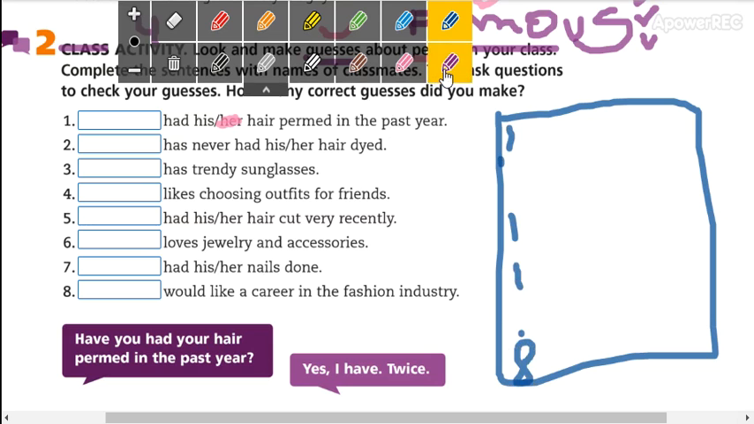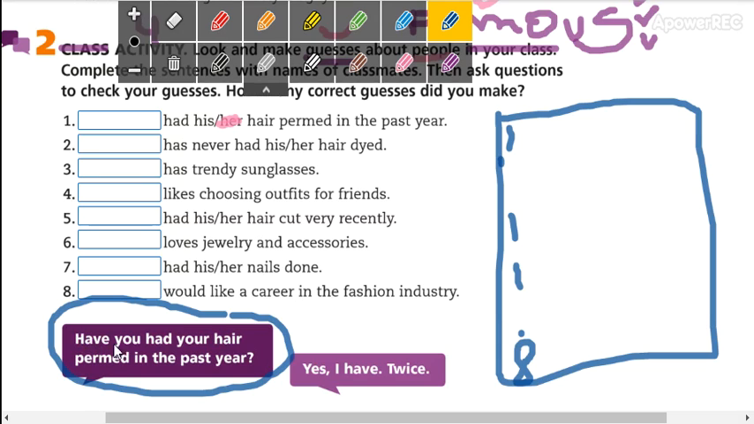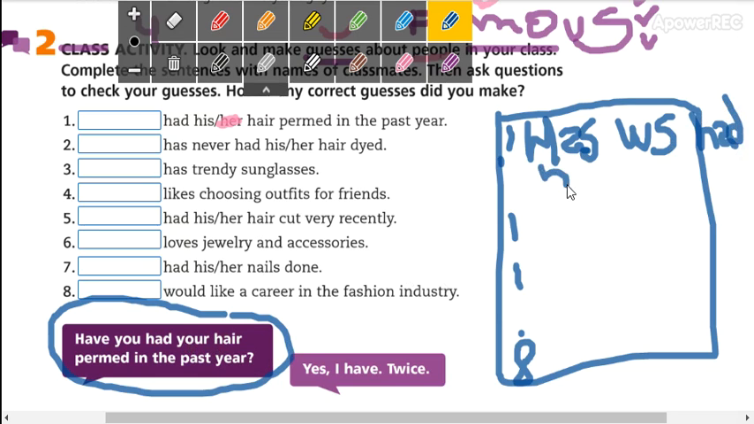¿Qué va a venir en su pregunta? Por ejemplo, number 1, use this. Have you had your hair permed the past year? Ahora, esta pregunta es directo con you, pero nosotros sobre quién estamos haciendo, sobre Will Smith. Entonces sería, has Will Smith had, seguimos con el verbo en participio, your hair, no, sería his hair, ¿no? Porque es Will Smith. His hair permed in the past year.